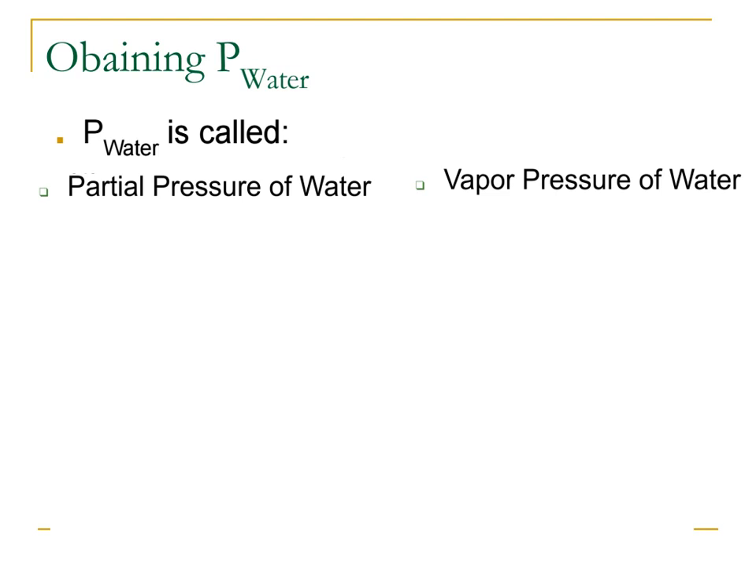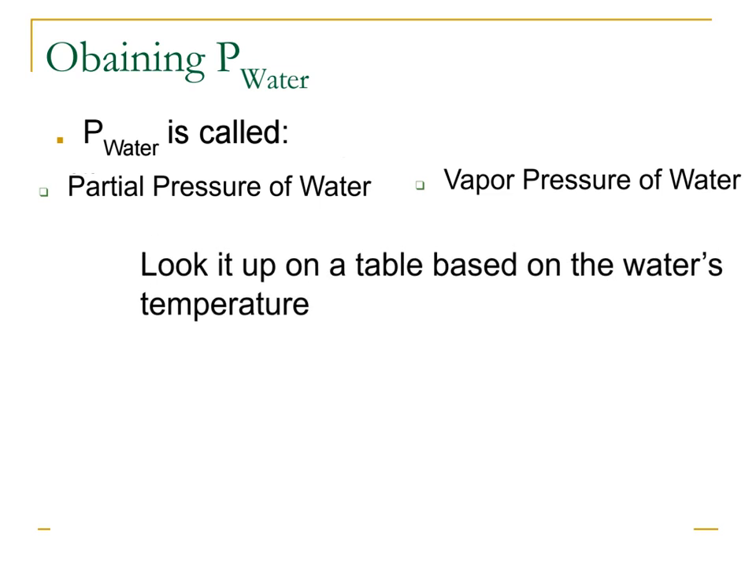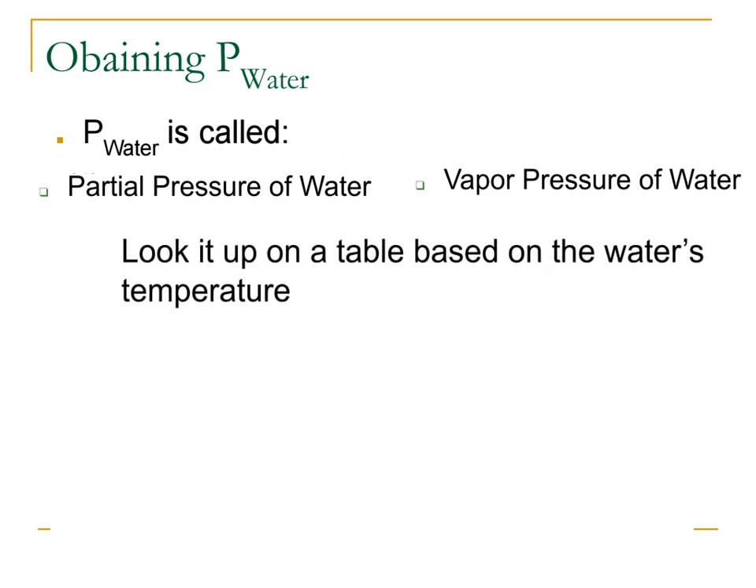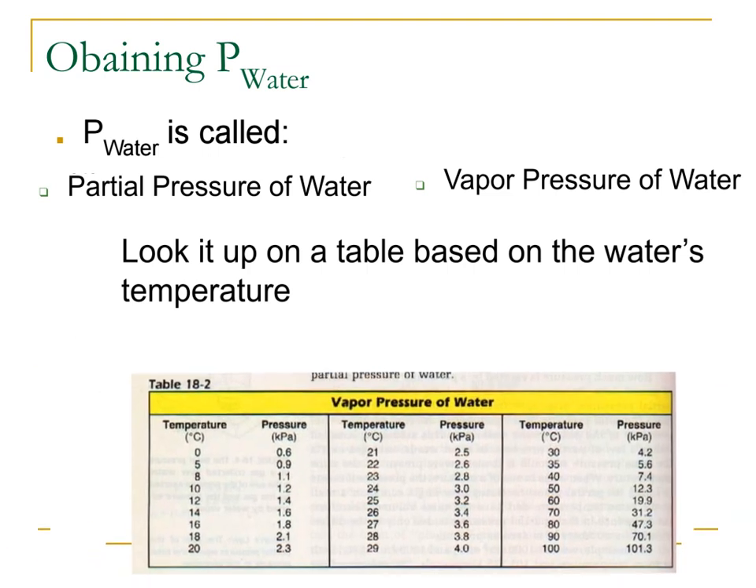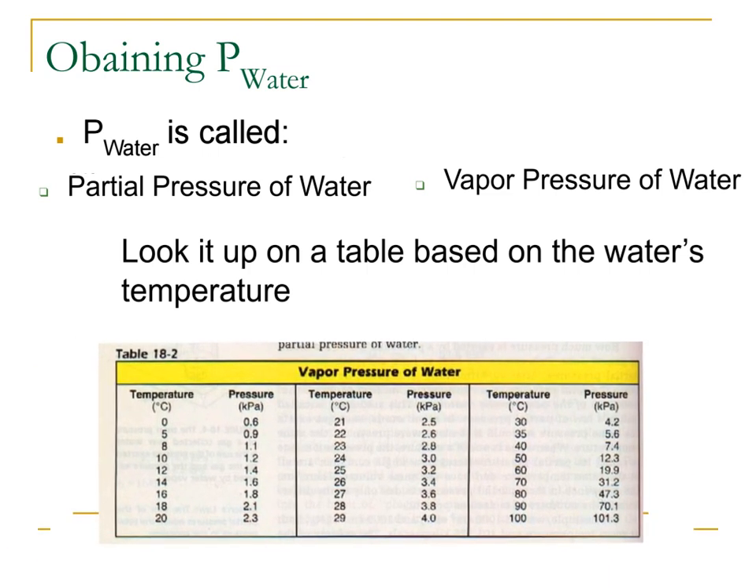So how do we get the value? Well, you would get it by doing this. Look it up. You can find a table that would have this based on water's temperature. Do a quick Google search and look up vapor pressure of water table or partial pressure of water table. And here's one I found on the internet. It looks like a picture that someone took of a book or something.